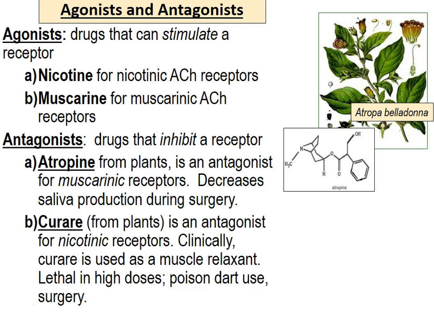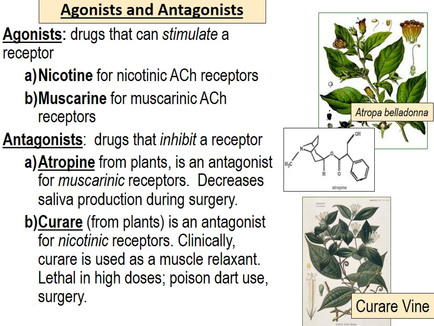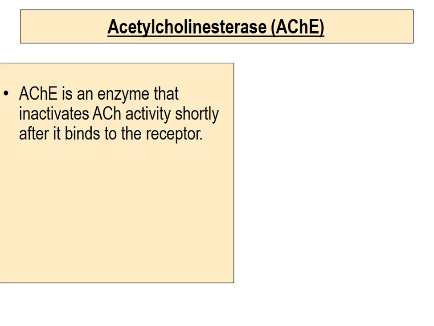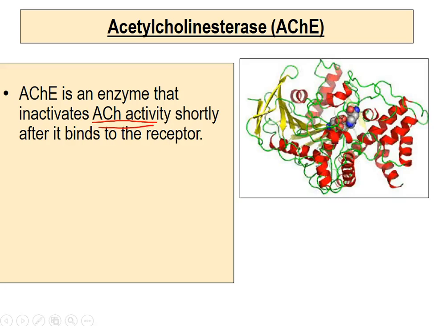And also curare from plants is an antagonist for nicotinic receptors and is used as a muscle relaxant. And here's a picture of the curare vine from where curare is isolated. And then after acetylcholine has its effect on the postsynaptic cell, it is then degraded by acetylcholinesterase. Okay, so that's the enzyme that inactivates acetylcholine activity after it binds to the receptor. And there's a picture of it.